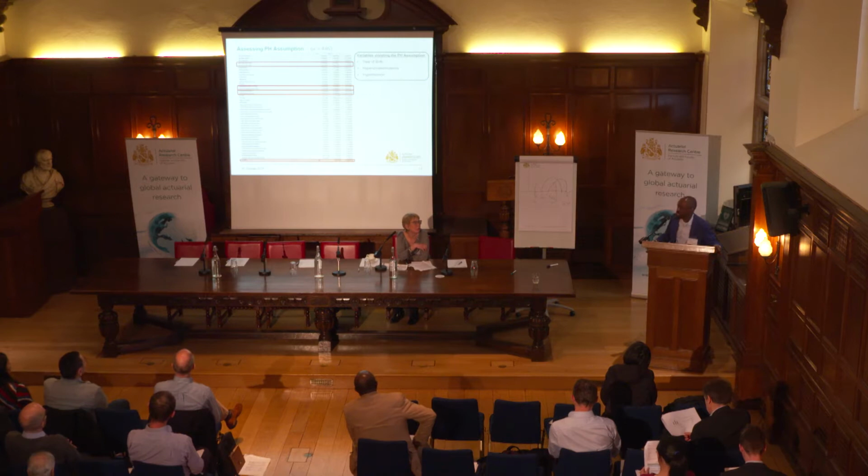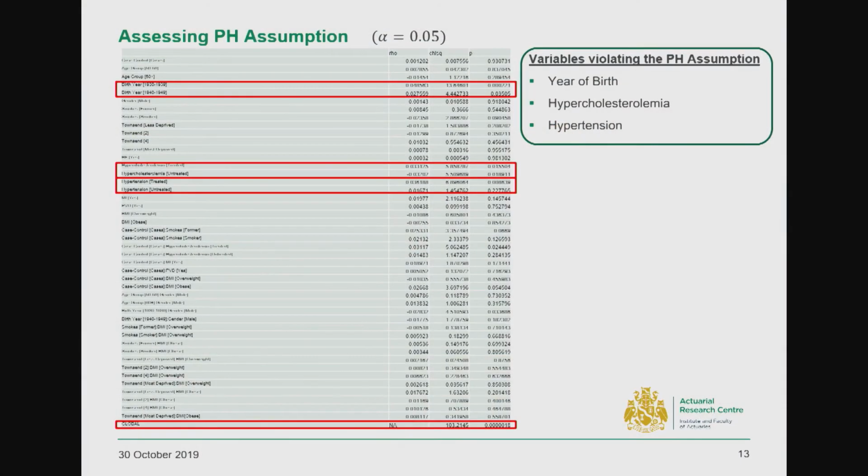We tested for the assumptions. I didn't want to bore you with the same presentations that were shown earlier in terms of the Schoenfeld residuals and so on, so I'm just presenting the Grambsch and Therneau test. We can see from the result that we have 3 variables violating the proportional hazards assumption, which are birth cohort, hypercholesterolemia, and hypertension.